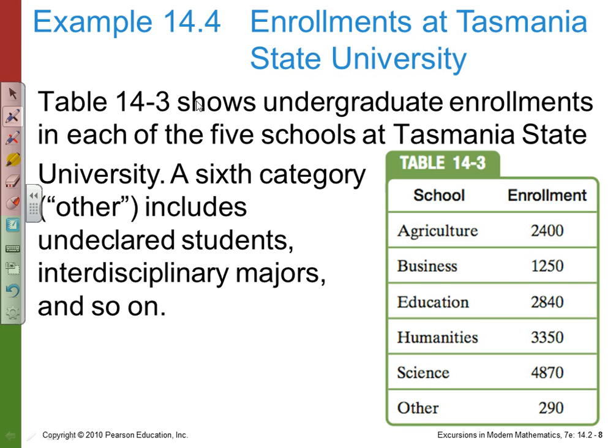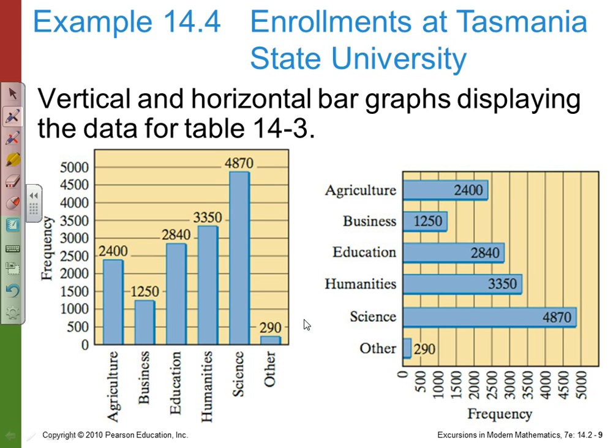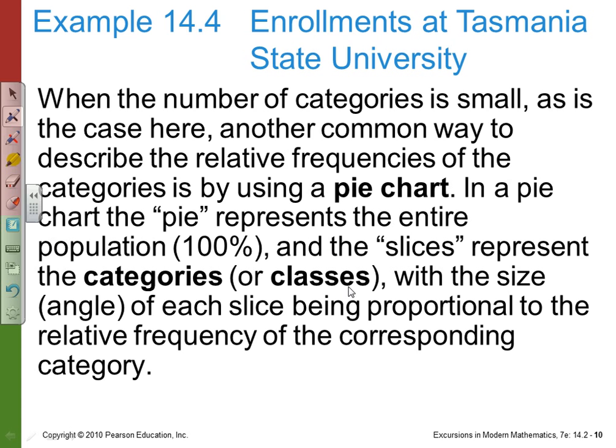Let's see, Table 4-3 shows undergraduate enrollment at some university in the following majors. The sixth category is Other, which is undeclared, interdisciplinary, and so on. Okay, I have majors, and I have enrollment. Excellent. And now I've got a bar chart. So I've got vertical bar charts, and I have horizontal bar charts. All right, so I can go horizontal, I can go vertical.